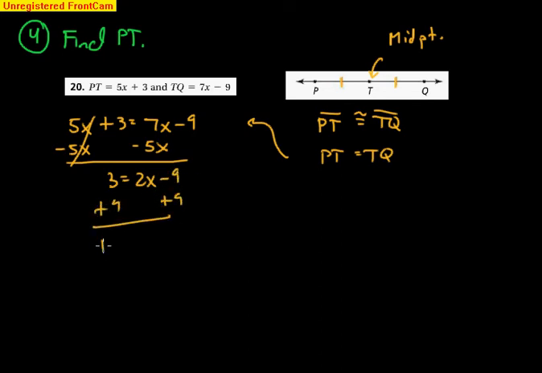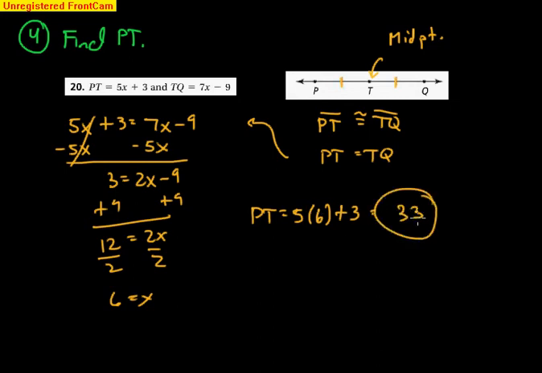Add the 9. 12 equals 2x, and divide by 2. And 6 is your value of x. Okay, but they don't want 6. They don't want x. They want PT. So PT is 5 times 6 plus 3. That is 30 plus 3, which is 33. Very, very good.